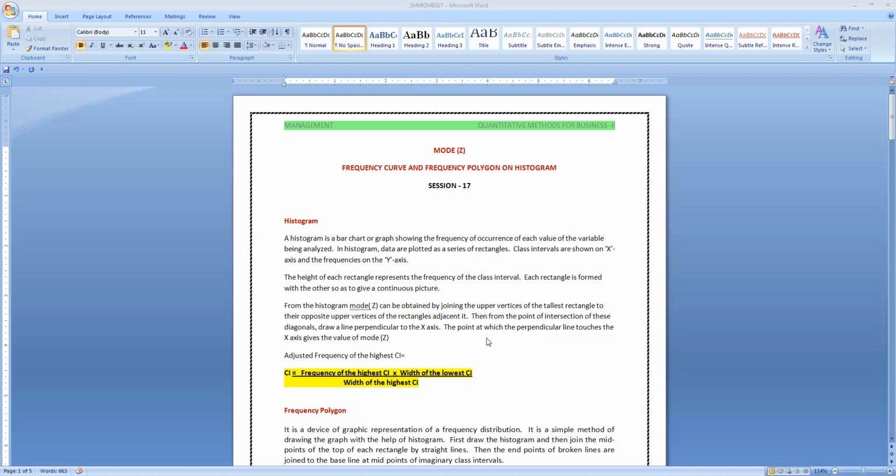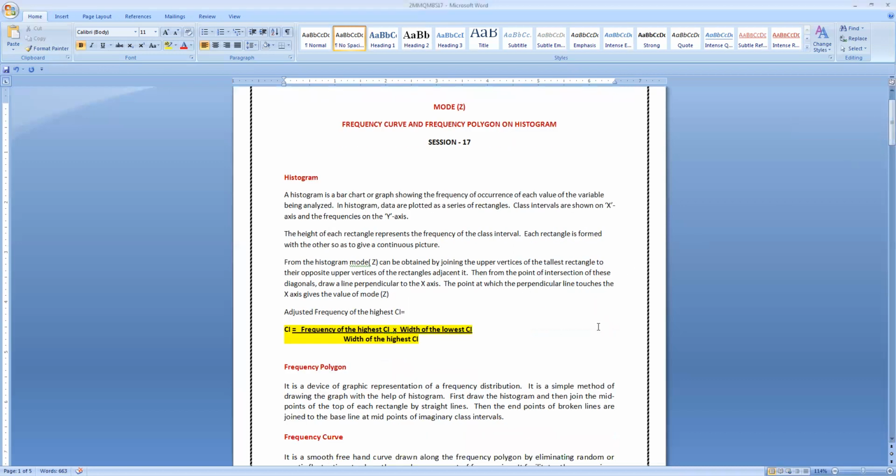Before going to know what frequency curve and frequency polygon mean, let us know what this histogram is. A histogram is nothing but a bar chart or a graph which shows the frequency of the occurrence of each value of the variable. In histograms, data are plotted as a series of rectangles where the class intervals are shown on the x-axis and the frequencies are shown on the y-axis. The height of each rectangle represents the frequency of the class interval, and each rectangle is formed adjacent to the other so as to give a continuous picture.